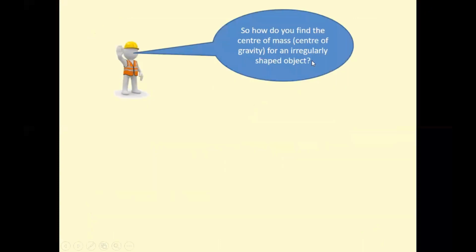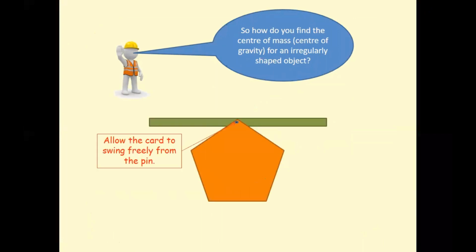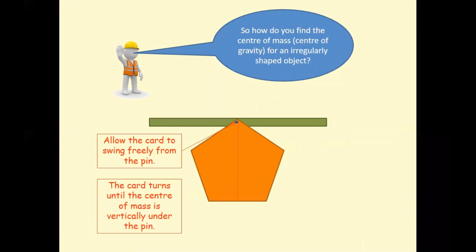Okay. So how do you find the center of gravity of irregular objects, for example like this? Because for a regular object the center of gravity we can easily find. So we need a retort stand, plumb line, plumb bob, split cork, pin, and an irregular shape body like this cardboard lamina. First of all, allow the card to swing freely from the pin, and then the card turns until its center of mass is vertically under the pin. So basically, we make 3 small holes near the edge of the lamina.